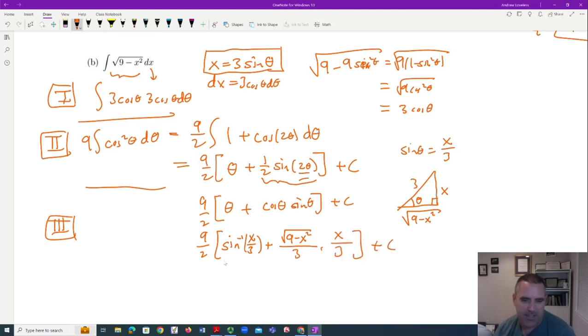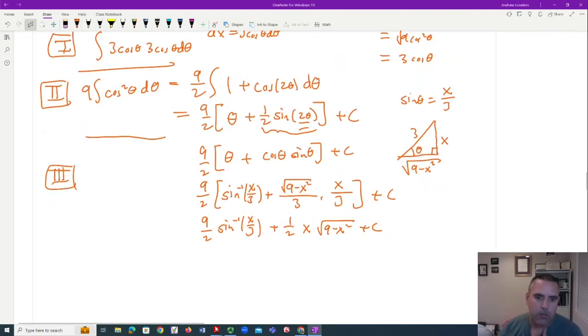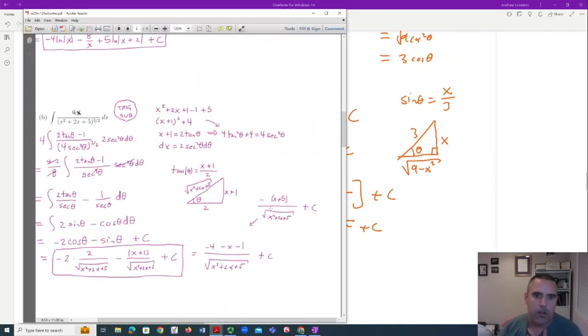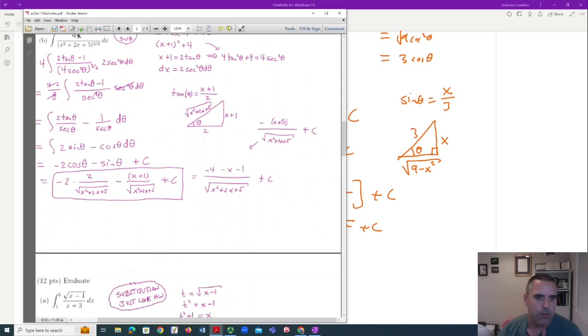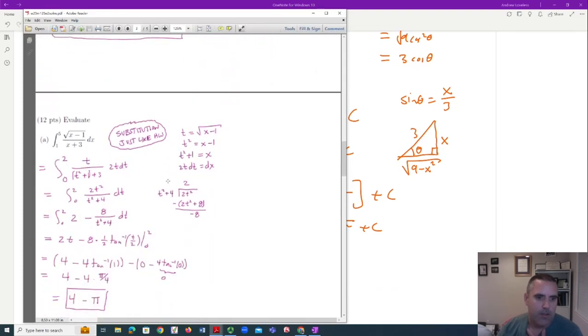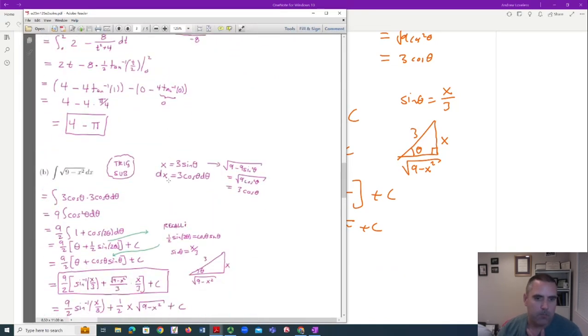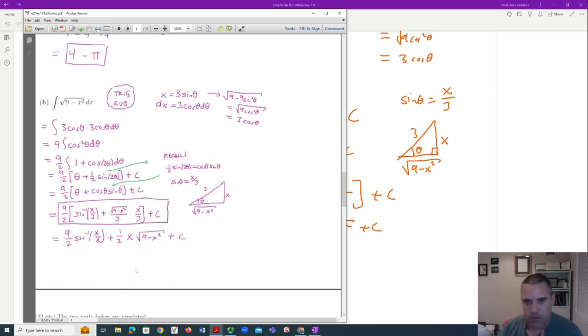Plus c. I can see that the 9's cancel, so I'm going to simplify a little bit. Arc sine of x over 3 plus, I think 1 half is all you're left with. There we go. Very classic example. Let's go through. I didn't check this other one. Yep, pi over 4 minus pi. Yep, there's our example.